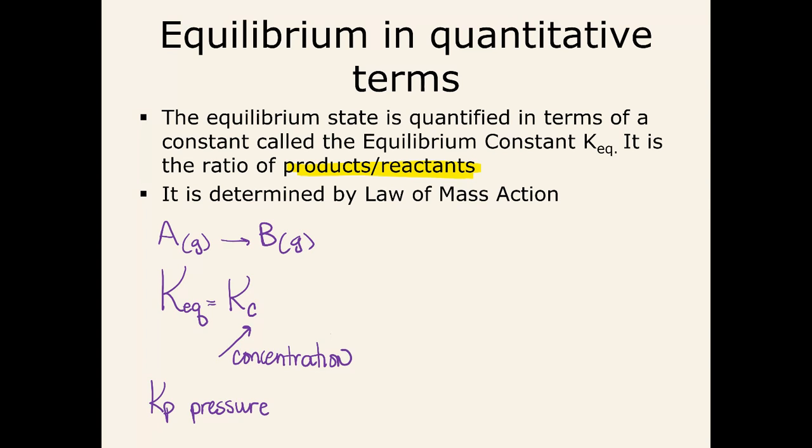Later Ka for acids, but regardless of what that subscript is, it's the ratio of products, I'm going to show B, over reactant. And this idea is called the law of mass action. The only thing that you need to also consider, though, is let's go to our N2O4 example.